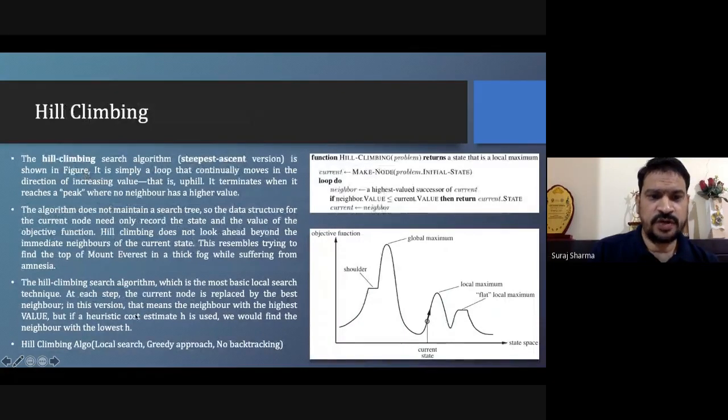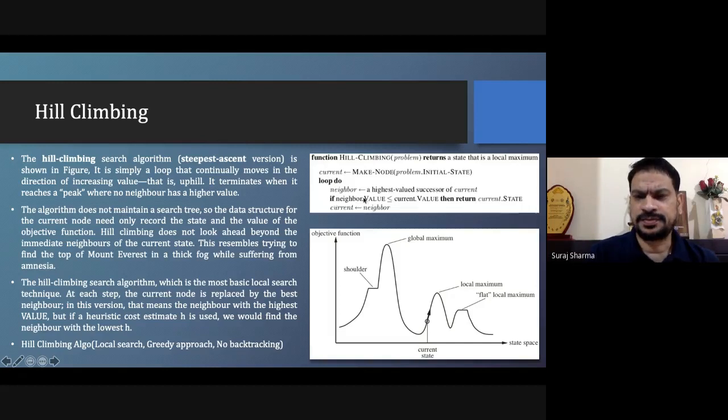So let's go into this particular algorithm. It is simply a loop. This is the algorithm where we have a simple loop, hill climbing. We have a problem. We are returning the local maxima here, because in hill climbing we are not getting the global maxima. Make node: we take the problem's initial state, and whatever the initial state is, we make that the current state.